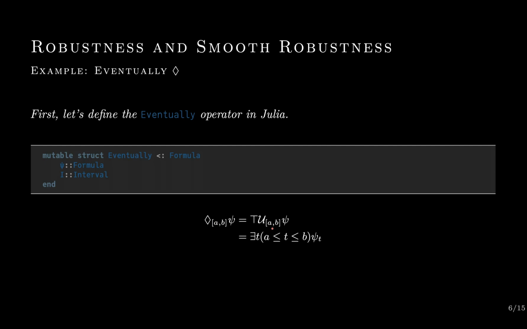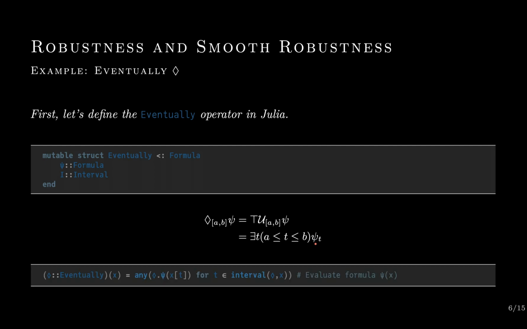In other words, this really just says that there exists some time in that window between A and B where psi at time t holds true. And so in Julia, we can define the function operator for eventually, which given some eventually formula and some set of signals x, we can just say, if any of those sub-formulas psi for some interval evaluate to true, then we return true.